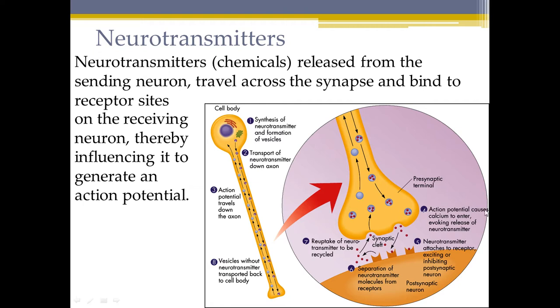Once it gets to the bottom, the calcium enters, which releases those neurotransmitters. Those neurotransmitters then attach to receptors on new neurons. They break off. Some of them are taken back up, and then it's transported back to the cell body for use later. So this is the way that your neuron works. It generates the information, carries it down, releases it, brings some back up, and goes back to the start.